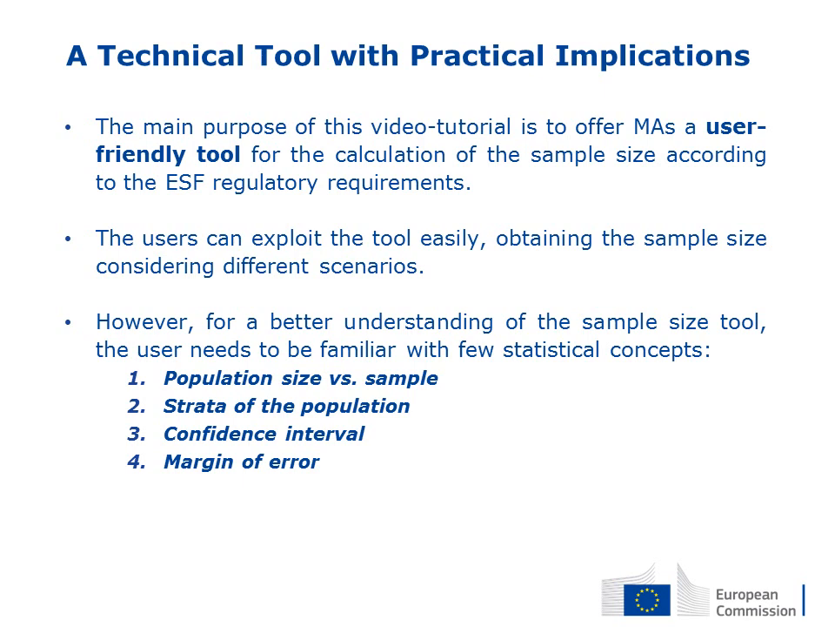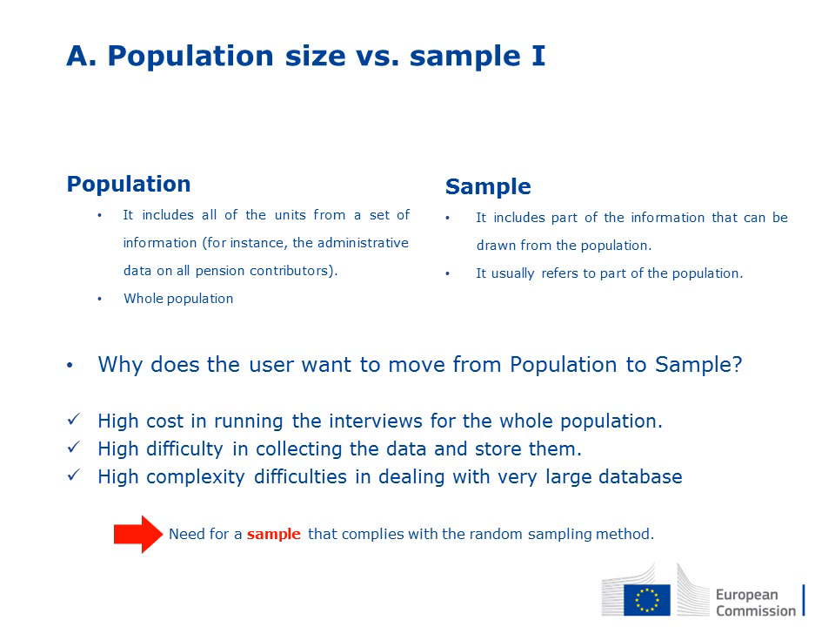To have a better understanding of the sample size tool, the user needs to be familiar with a few statistical concepts. 1. Population size versus sample. 2. Strata of the population. 3. Confidence interval. 4. Margin of error. With a view to obtaining an optimal sample size design, it is important to describe two types of data sets, A. Population versus B. Sample.